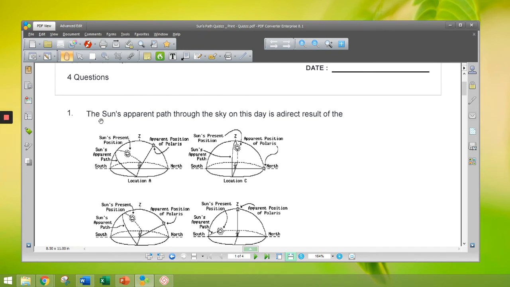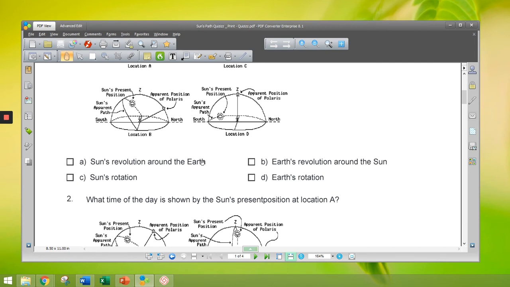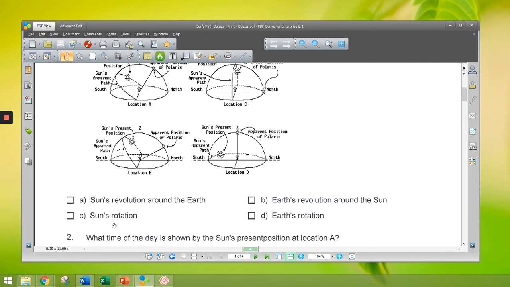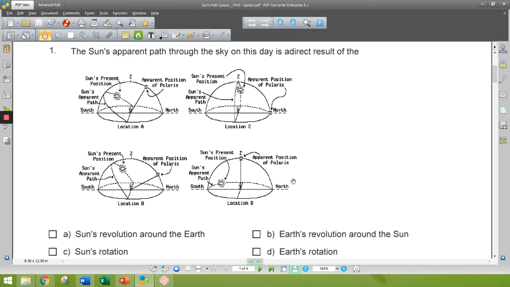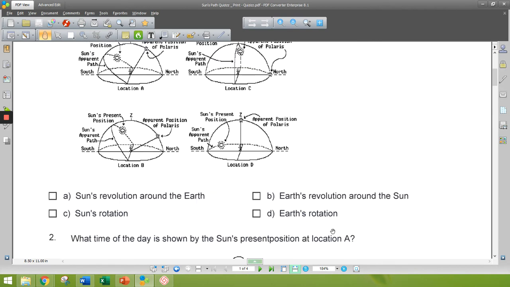So the first question here says the sun's apparent path through the sky on this day is a direct result of the what? Is it the sun's revolution around the earth? Is it the earth's revolution around the sun? Is it the sun's rotation, or is it the earth's rotation? I would use the elimination strategy here. I would eliminate A and C first. The sun's revolution around the earth, that's not what happens. So that's not even possible. The sun's rotation has nothing to do with this.